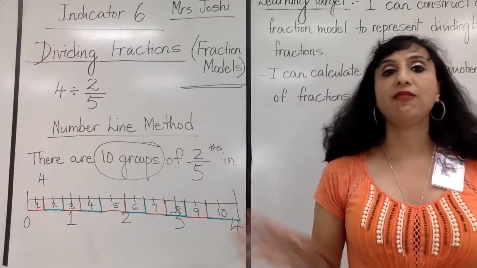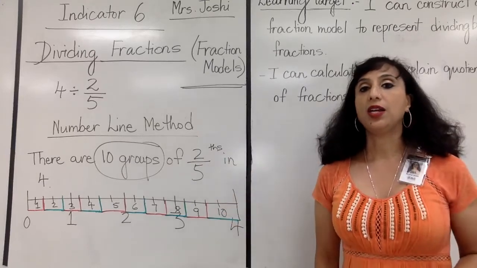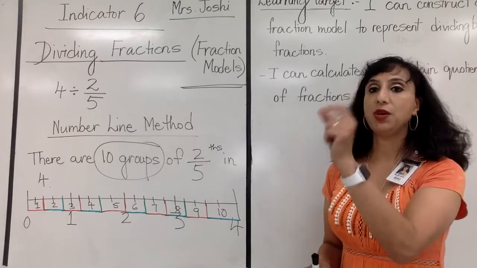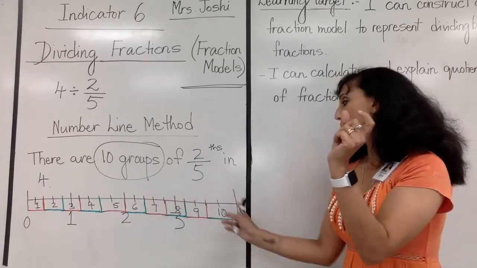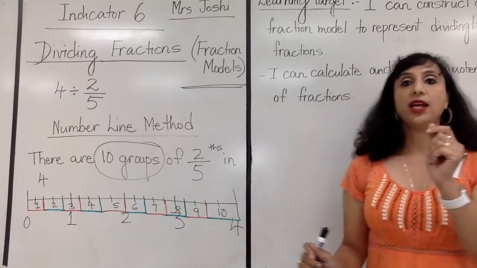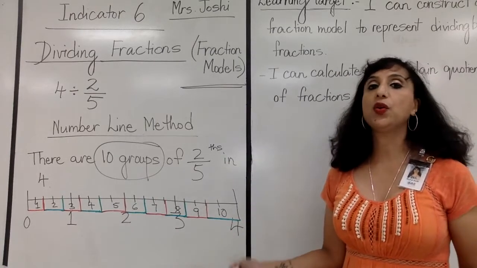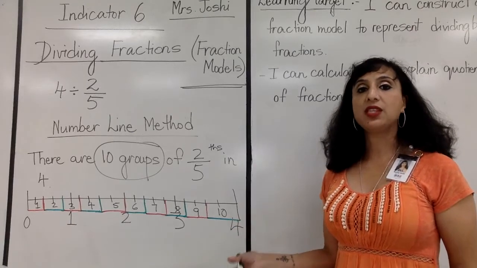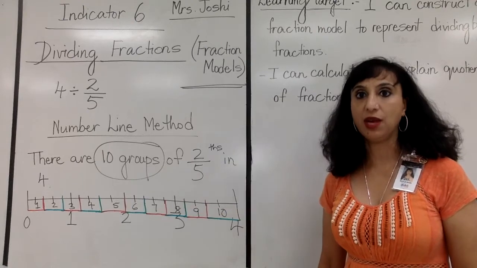Okay, so that's why I divided into 5 parts each, and then I took 2, 2, 2 because it's saying 2 out of 5, and then I counted all those 2/5 up, and I saw how many groups I would get, and I got 10 groups of 2/5 are in 4. So this is the number line method, okay?